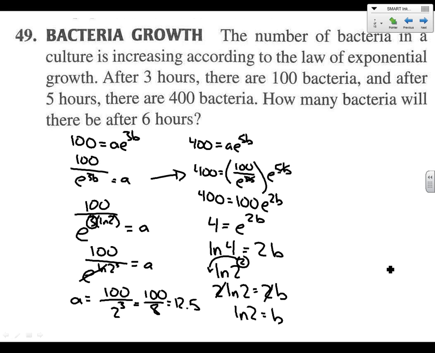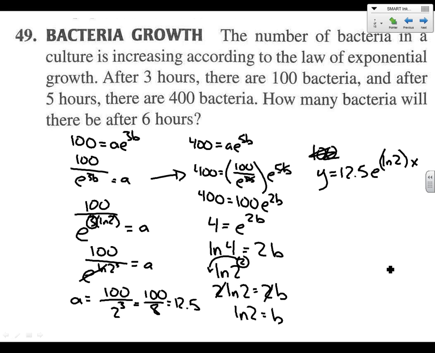All right, so we have a and we have b, and so we can plug it into our final equation. We want a general equation. y equals 12.5 e to the ln of 2 times x, or times t for time.